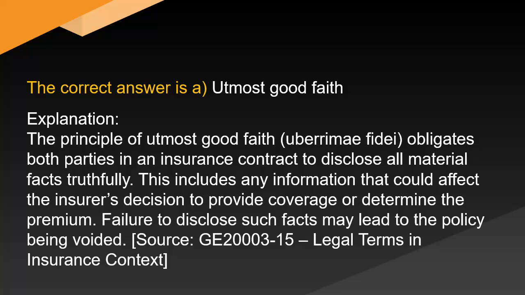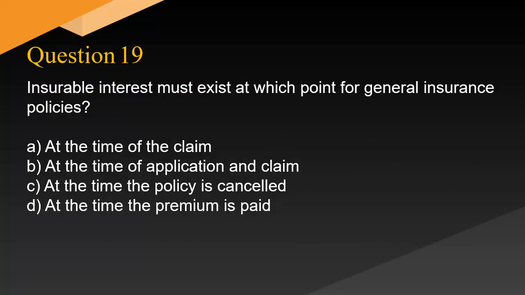Source: GE2000315. Legal terms. Insurance context. Insurable interest must exist at which point for general insurance policies: A. At the time of the claim. B. At the time of application and claim. C. At the time the policy is cancelled. D. At the time the premium is paid.